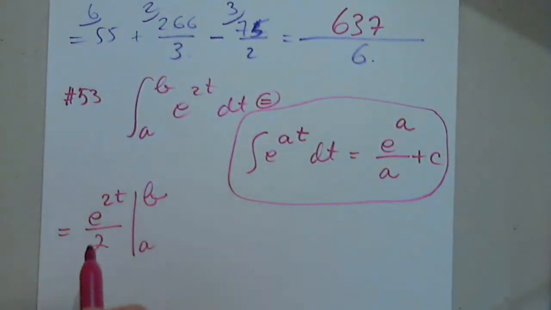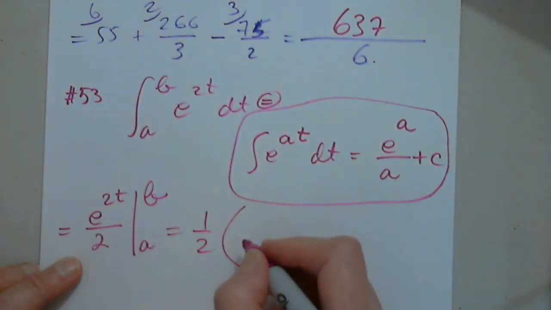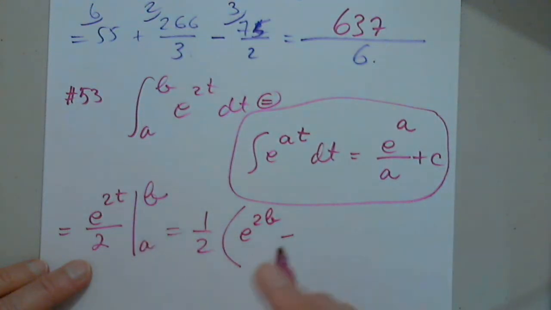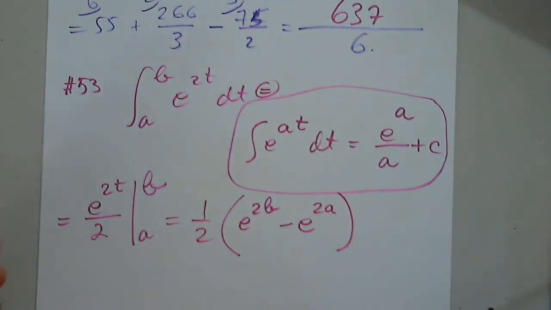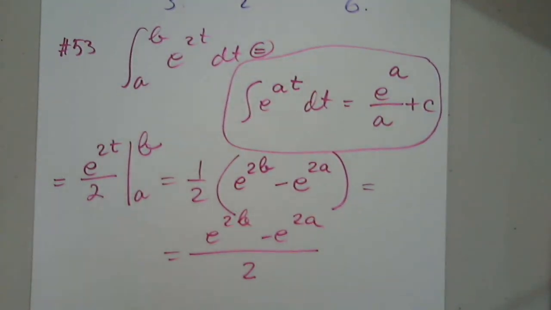I have to plug in b, but I will leave the constant outside. Plug in b, e to the 2b, minus plug in a, e to the 2a. You can leave it as is, or you can put it over 2. Same thing. And there is nothing we can do here to simplify this. Good pick.